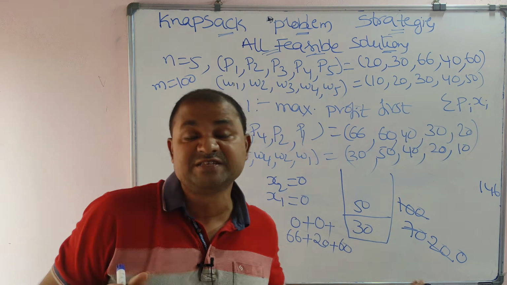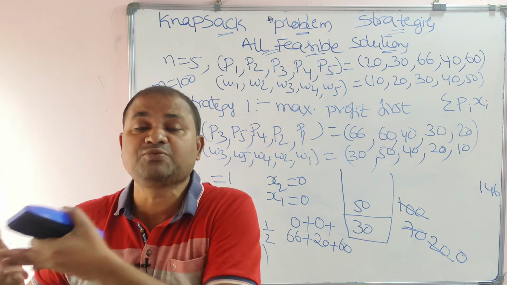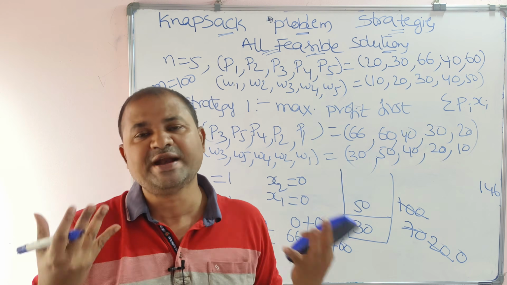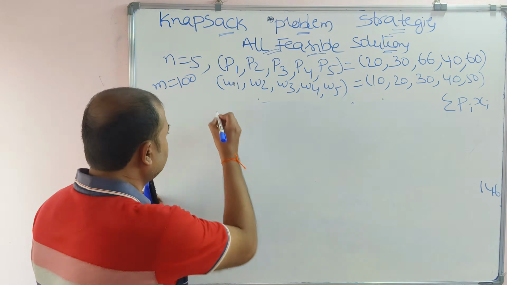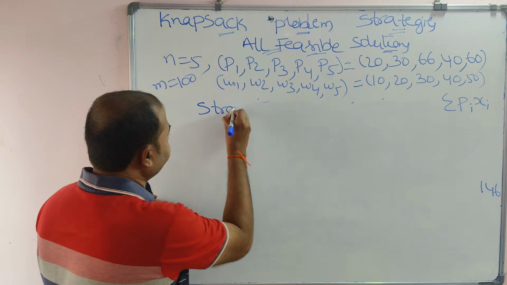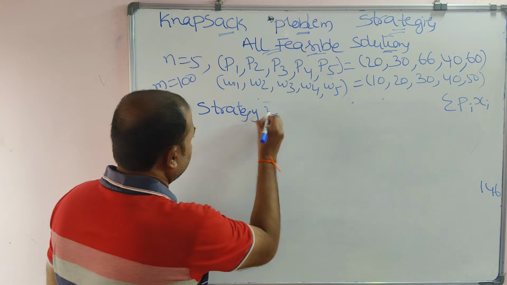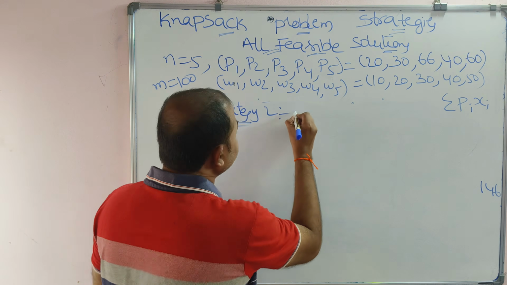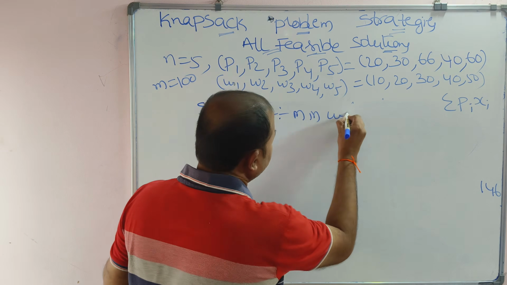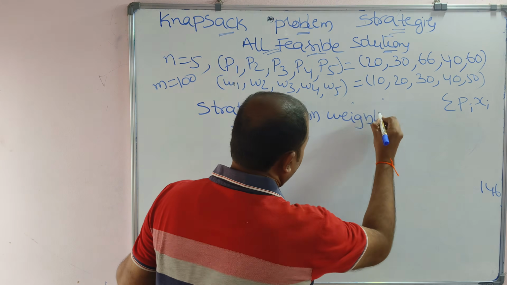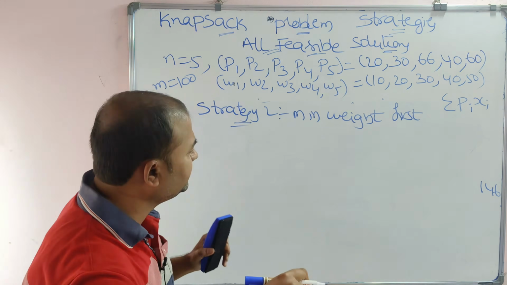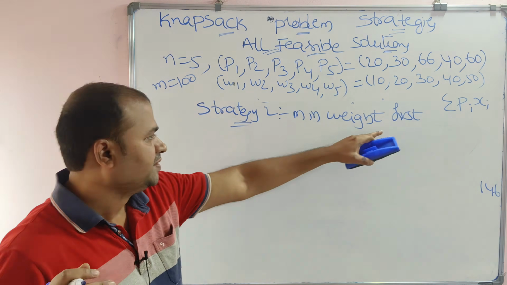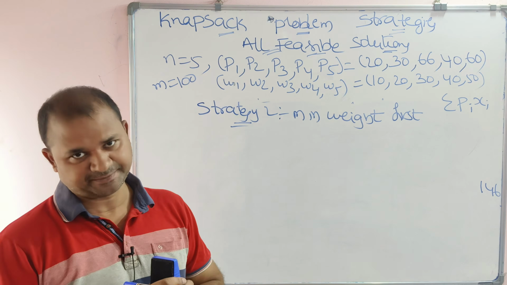So this is one feasible solution. Likewise, we have two more feasible solutions. Now let's see the second strategy. Strategy 2 means minimum weight first. That means arrange the objects in increasing order based on the weight.